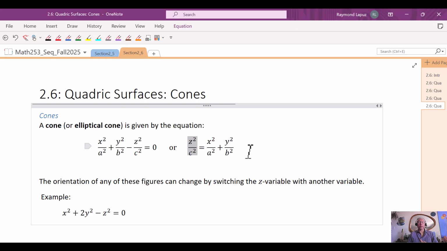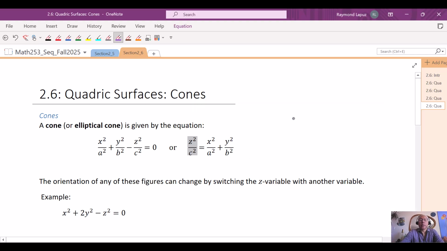Then here we have our cone. This cone has both the positive and negative parts. So let's simplify and suppose we have a cone that looks like z squared is equal to x squared plus y squared, without any constants. So this is our simplest type of cone.